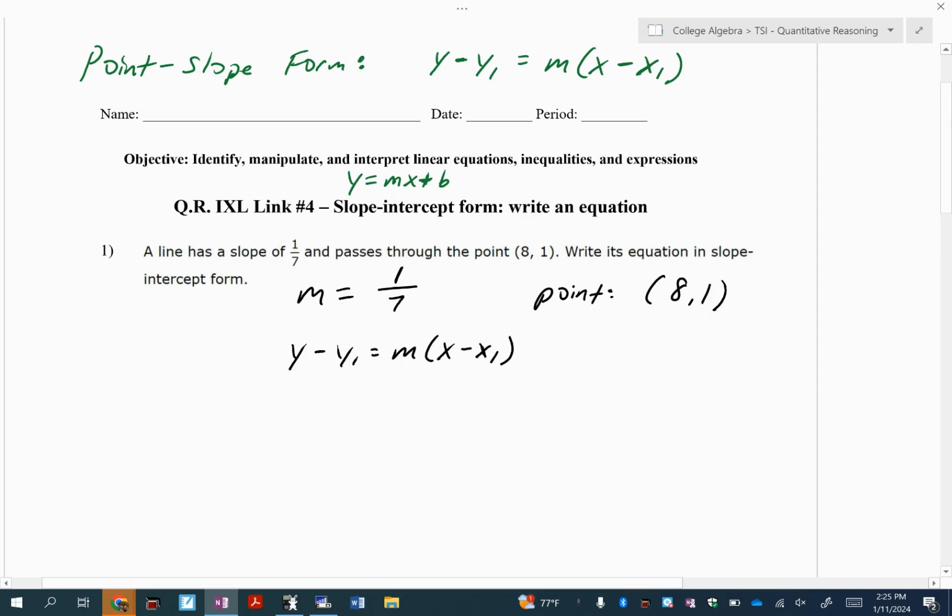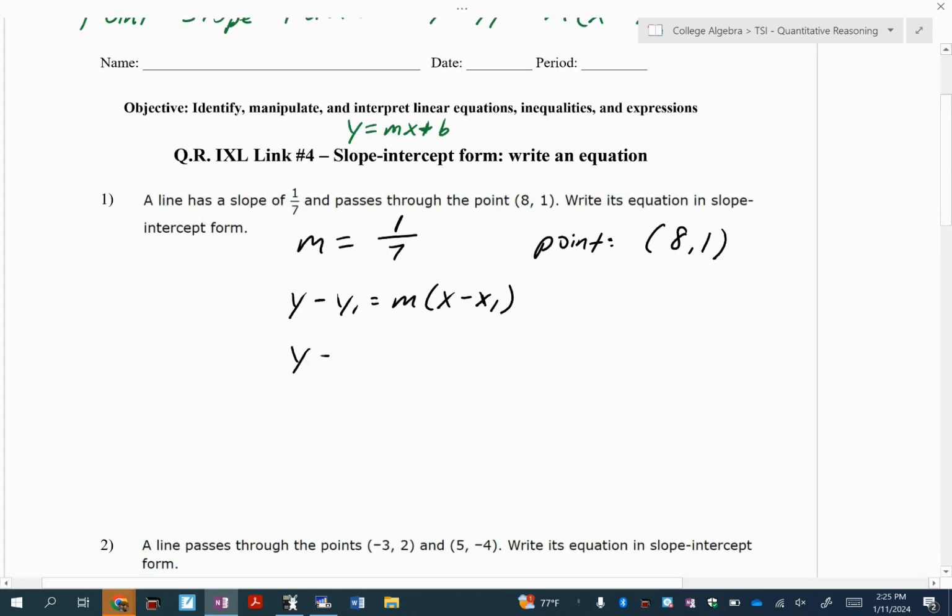Now, when you've done this, your teacher, including myself, has asked you to not put anything in for y or x. So you're only going to put stuff into m or x1 and y1, the little subscripts. Okay?